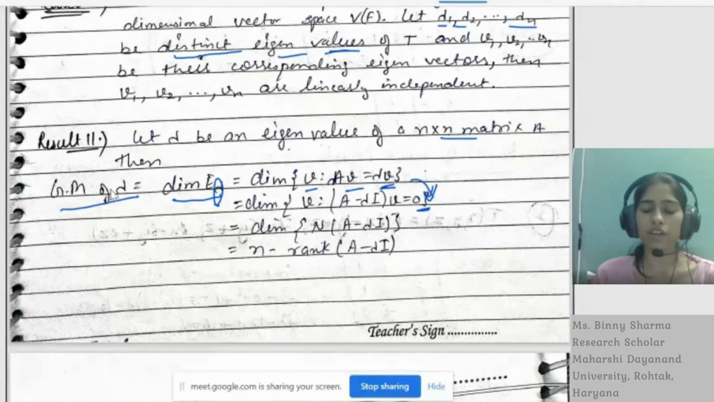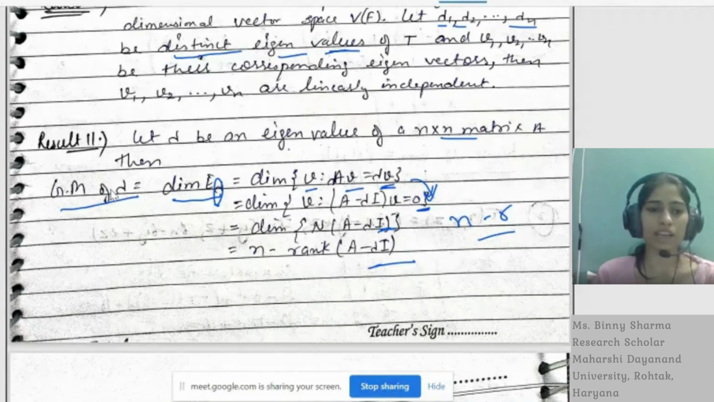And how do we define the dimension of a homogeneous system? It is equal to the nullity of A minus lambda I, and nullity is defined as n minus r, that is n minus the rank of A minus lambda I. So in this way we can define the geometric multiplicity of an eigenvalue lambda.